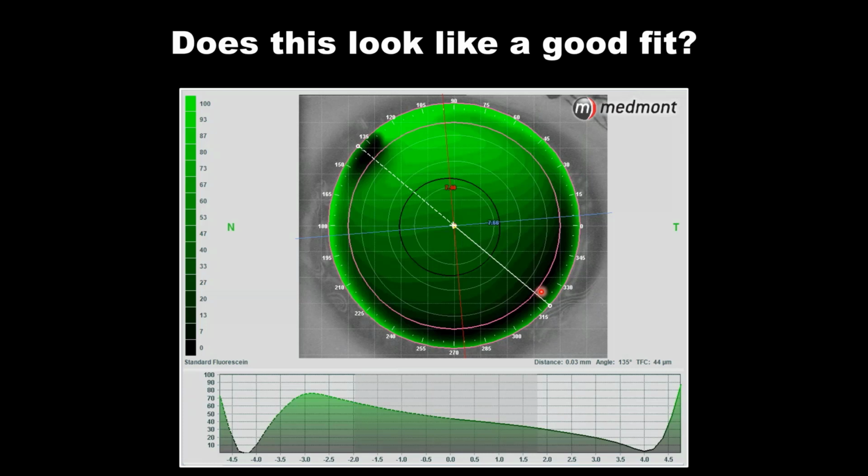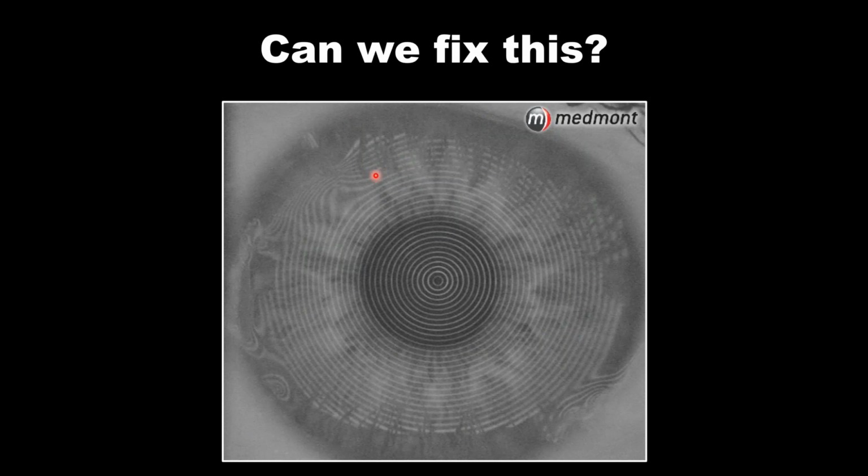So I think what we're looking at is some topographical error created by the fact that I did a poor job of this capture, that I wasn't paying attention to the ring reflection in this area, and that's giving us poor data. So can we fix this?